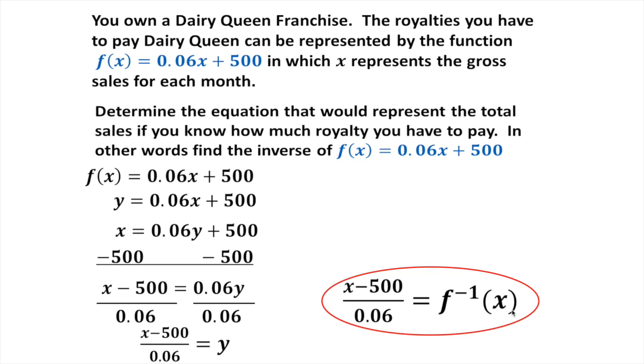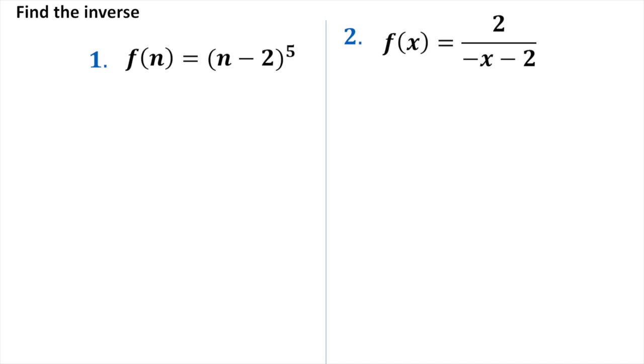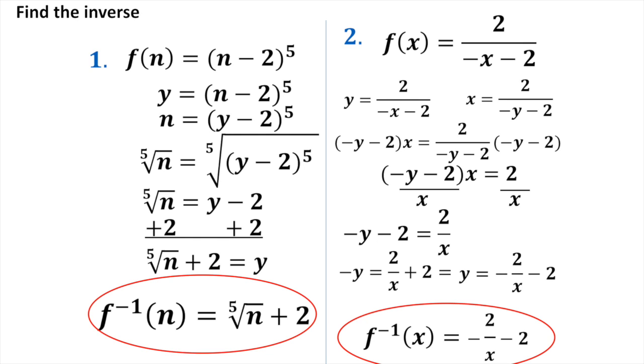All right, we're going to try just a couple more. These will not be the real life ones. These will just be the traditional ones. I'd like you to try both of these. Push pause now. After you've obtained your answers, come back and push play. Check your answers. Okay, this one isn't so bad, especially if you understand that the 5th root will cancel out the raised to the 5th power. It's really not that bad.